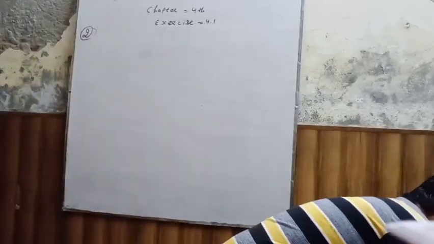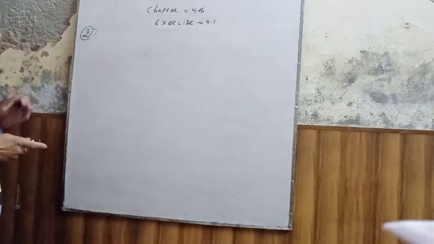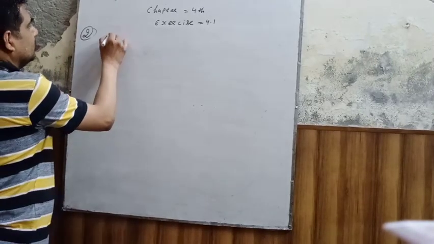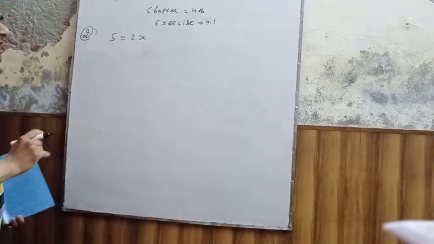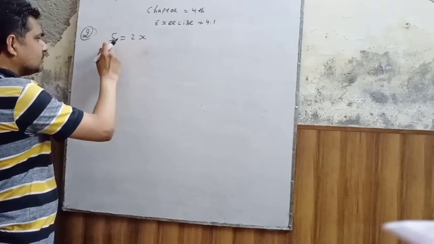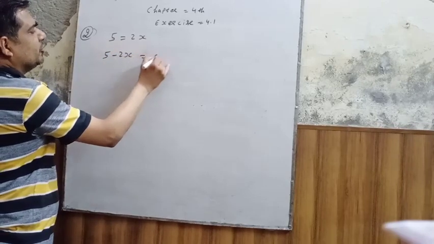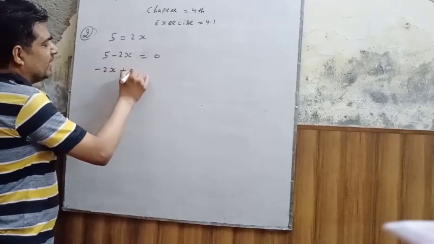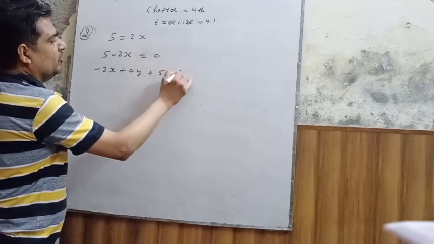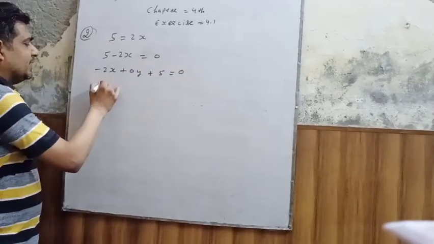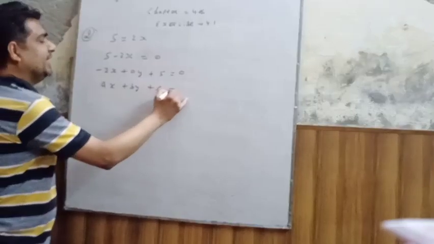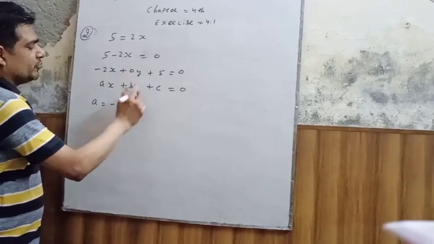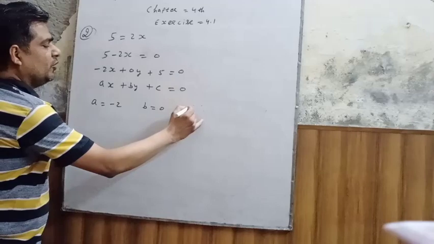In this part, take the next sum: 5 equal to 2x. We write 5 minus 2x equal to 0. The y variable is not given, so we write 0y plus 5 is equal to 0. Compare with ax plus by plus c is equal to 0. a equal to minus 2, b is equal to 0, c is equal to 5.